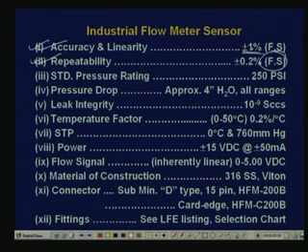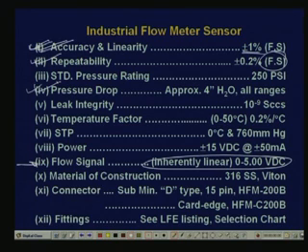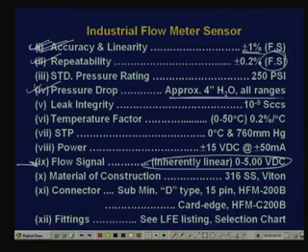Similarly, say the flow signal is inherently linear. Therefore, accuracy and linearity specs are both the same. Actually, if it is not inherently linear, then accuracy and linearity specs will vary. Then there are some other specifications which are specific to a flow sensor. For example, pressure drop is very important, because the pressure drop in the flow sensor is actually an energy loss, so it should be low. So it says approximately 4 inch H2O. The other factors we will not understand so much unless we really know what sort of a flow meter it is.